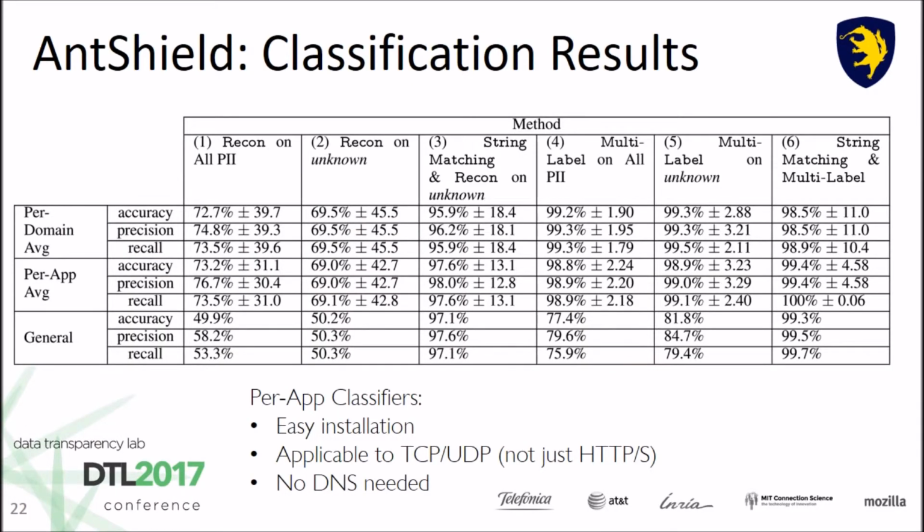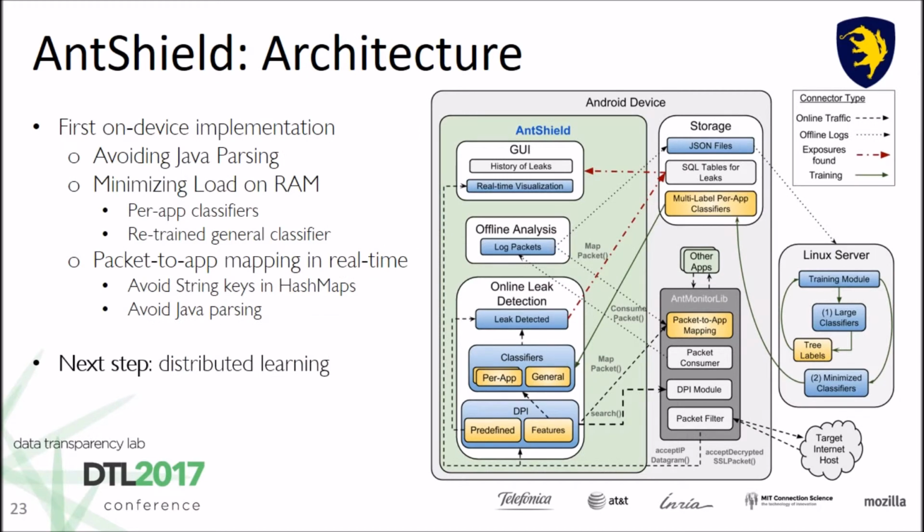So here's a summary of our results. As I've already mentioned, we improved about 20% over Recon. Instead of building per domain classifiers, we also did per app, just for some performance benefits. Because I'm out of time, I will skip some of these details here. But basically, this is a system architecture. We build on top of our own library. Then we use DPI to extract the features, feed them to the classifier, and then make a decision based on if there's a leak detected or not.